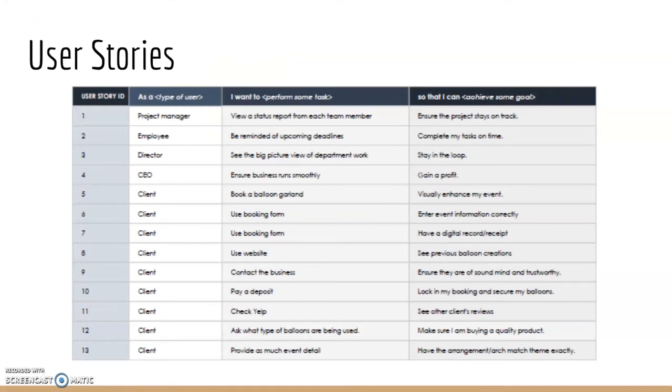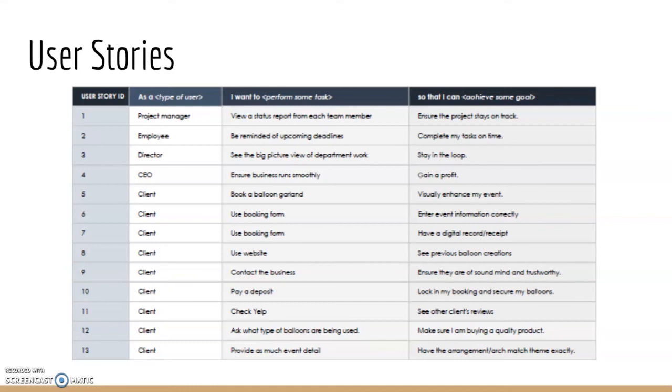So, user stories. How these work are, you have a user ID, that way you can identify them. And then what type of user, what do they want to perform some task so that they can have a goal, an end goal. So the first three were examples, and then I went into number 4. As a CEO, I want to ensure the business runs smoothly so that I can gain a profit. That's kind of a general CEO user story.